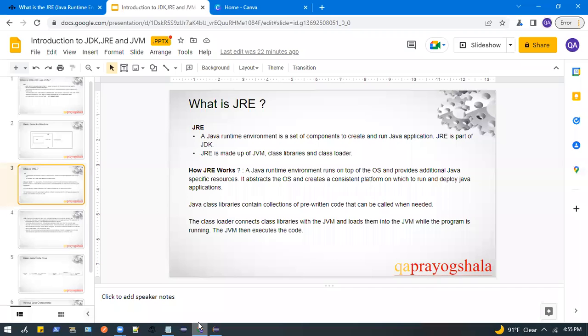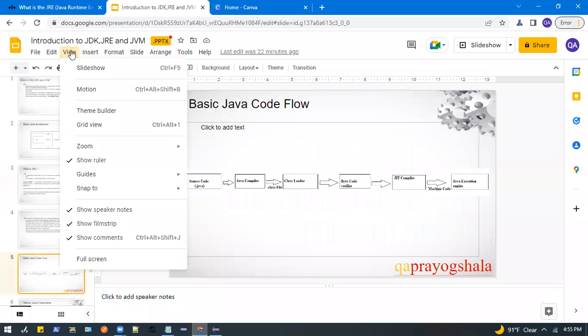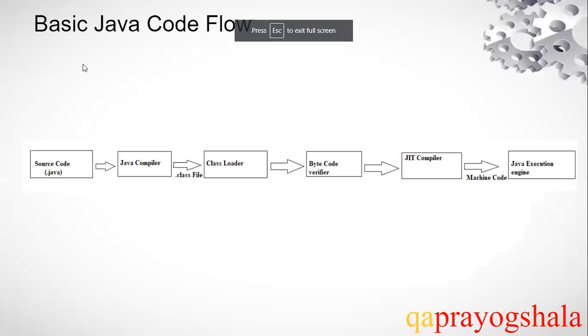Now going further, let me show you that diagram again. If we watch this diagram carefully, JRE consists of everything from this class loader up till the Java execution engine. The class loader is mainly used in order to load the class file. Then we have the bytecode verifier, which is used in order to verify the bytecode of the input and output files. So that is the purpose of the bytecode verifier.